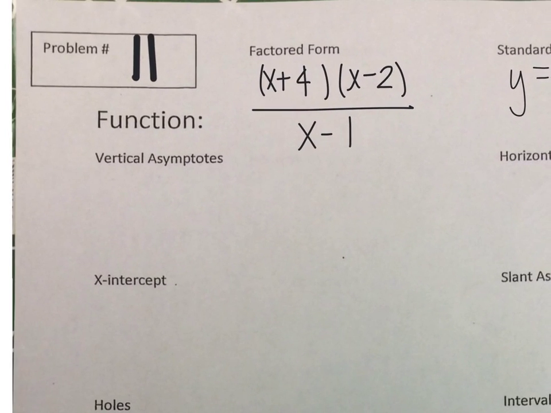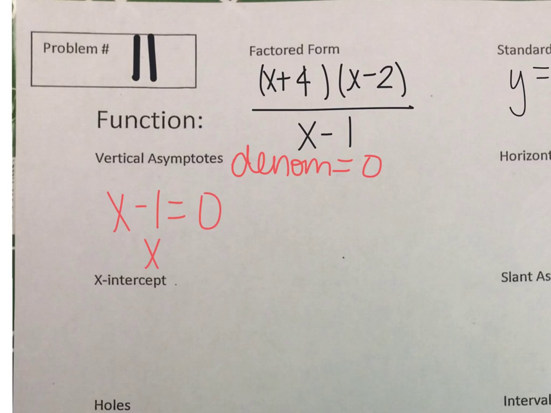So if I want to find my vertical asymptotes, remember your vertical asymptotes happen when the denominator is equal to 0. So whatever factors in the denominator equals 0. Well, that's x minus 1 equals 0. So I have a vertical asymptote at positive 1.